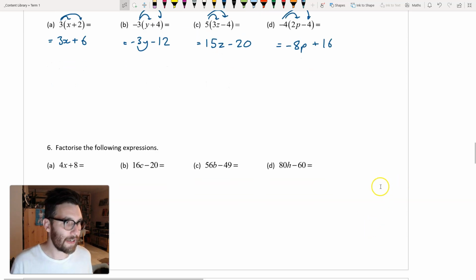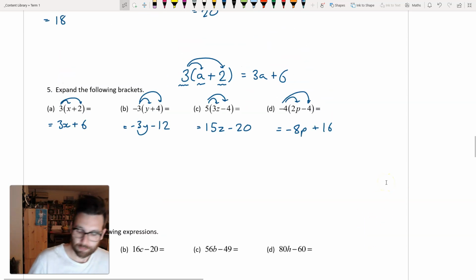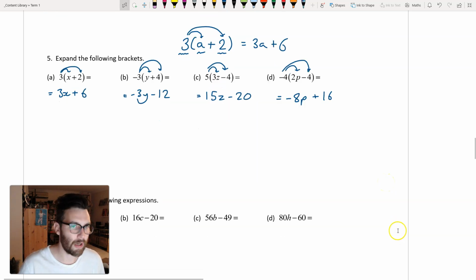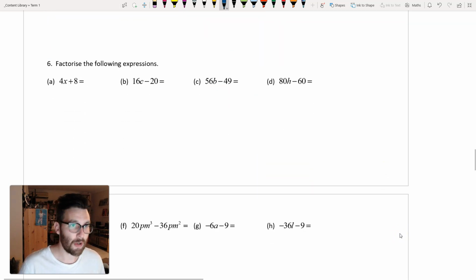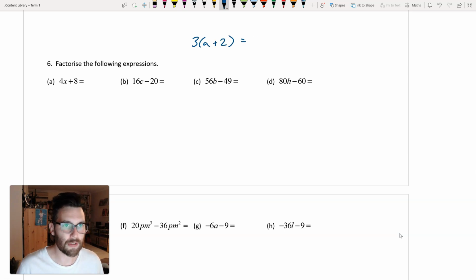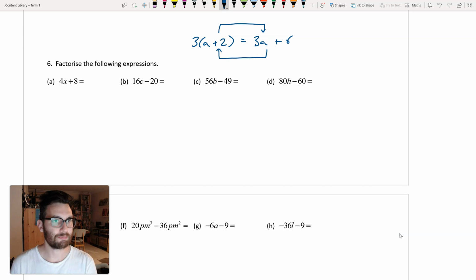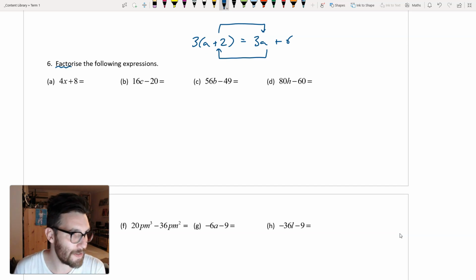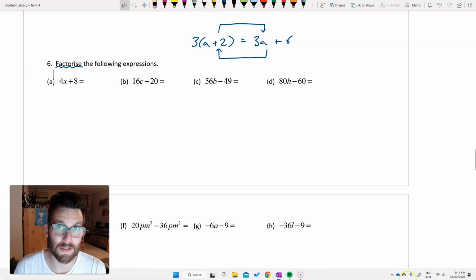Woo-wee. Okay, now where can I write this? Okay. With the expression that we just did, so 3 bracket a plus 2 equals 3a plus 6. Going this way is expanding when we remove the bracket. Going backwards the other way is factorising. So when we're asked to factorise, we need to put the expression into brackets, essentially, by using factors.